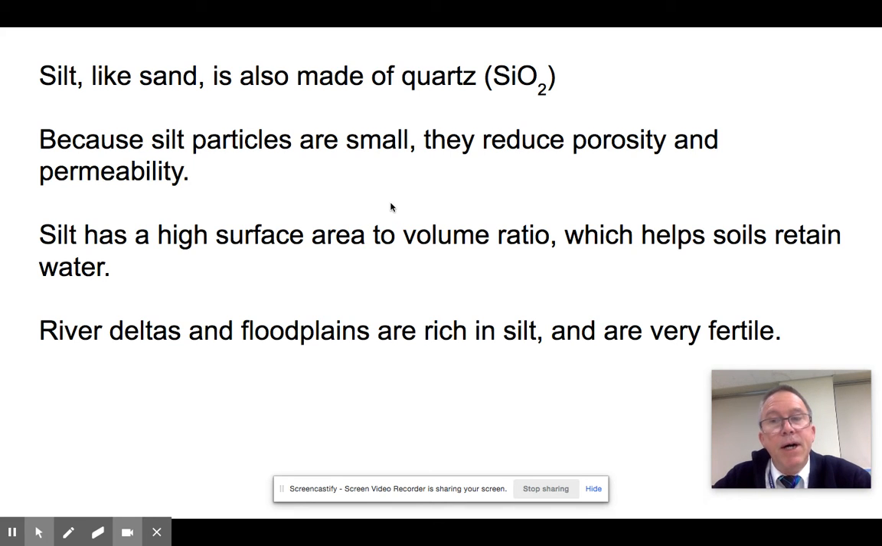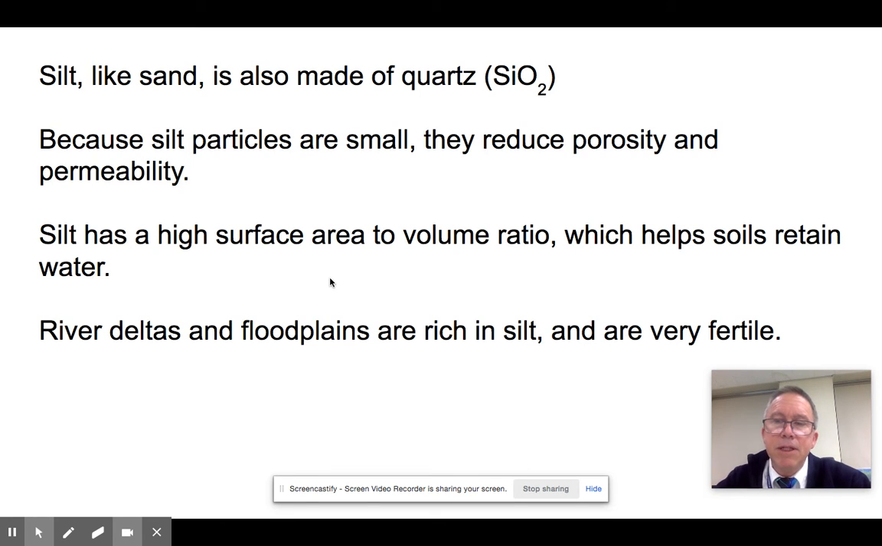All right, but they fit into little holes between the sand, right? So what happens is, instead of filling my pores with air and water, I'm filling them with silt. So silt has a tendency to reduce porosity and therefore reduce the connectivity between the pores, meaning the permeability goes down. But because silt has a high surface to volume ratio, it does help retain water.